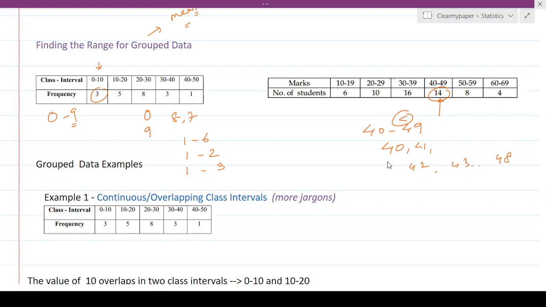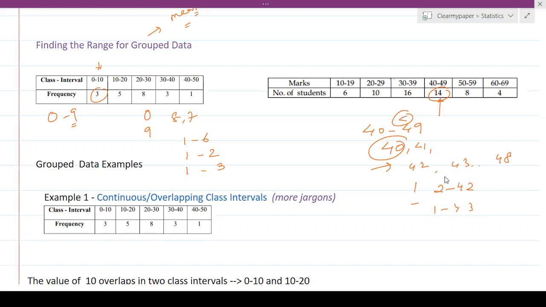All these 14 students could have got different marks within this kind of class interval, or it could be the same, or it could be like two students have got 42 and one student has got 43. So I would not know that. So there is an ambiguity.